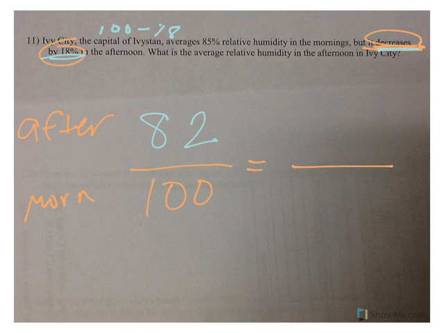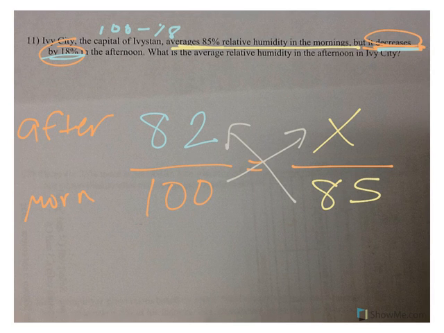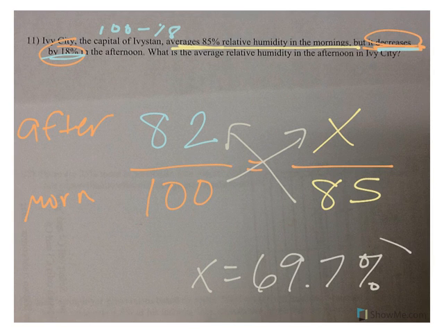Now, it averages 85% in the morning. So morning, it averages 85. What does it average in the afternoon if it decreased 18%? All right, so we cross multiply and we end up with 69.7% humidity.